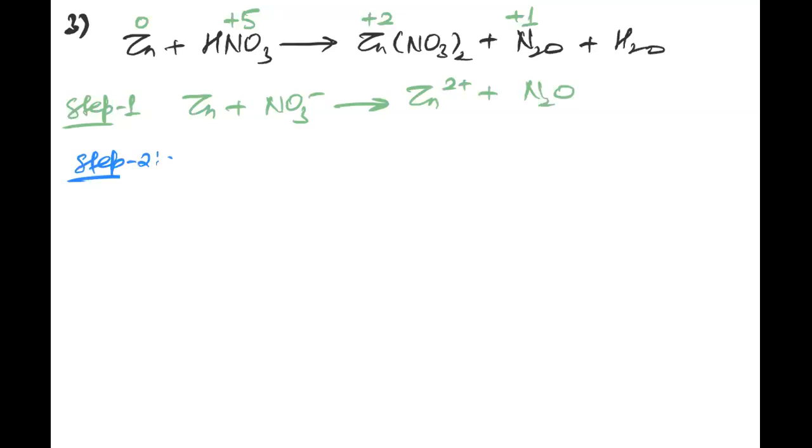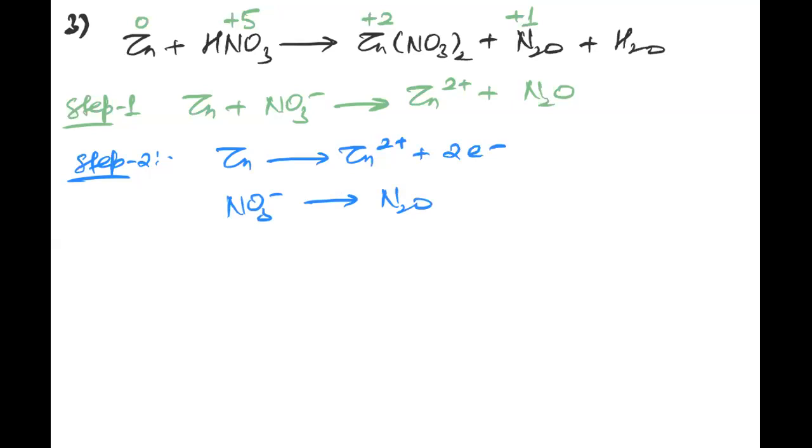Step 2. You have to separate the reduction and oxidation halves. So zinc is converting to Zn2+ and nitrate ion is converting to, let's say, N2O. If zinc converts to Zn2+, it will lose 2 electrons here.